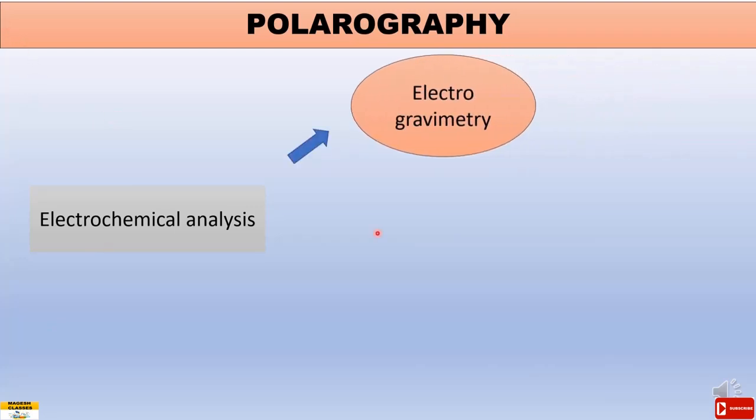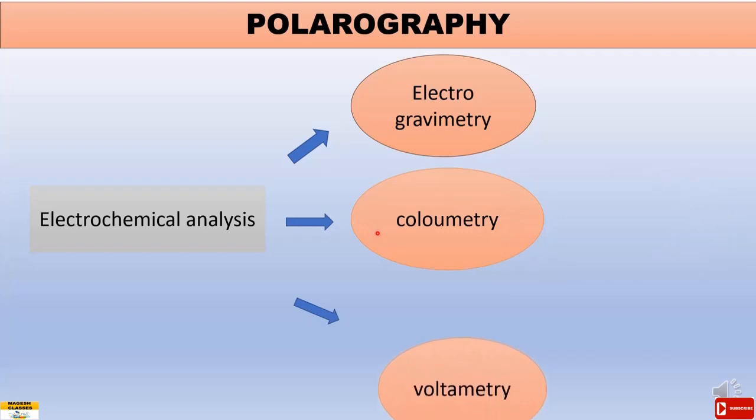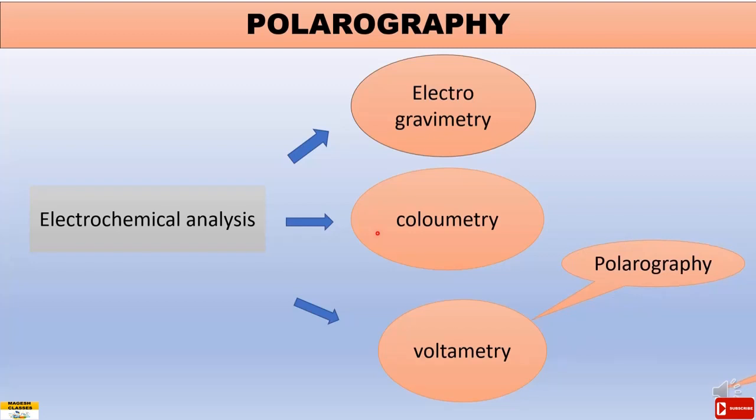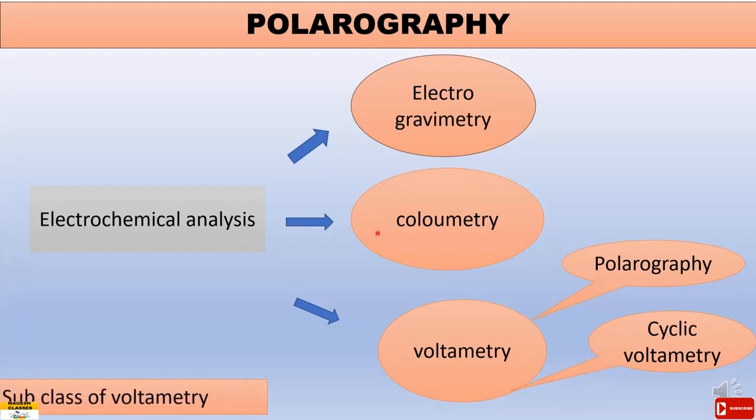In this video we are going to discuss polarography. Polarography is an electrochemical analysis technique, and this technique is again classified into three types: one is electrogravimetry, another is coulometry, and the third is voltammetry. Voltammetry is again classified into two main categories: one is polarography, another is cyclic voltammetry. Polarography is also said to be a subclass of voltammetry.